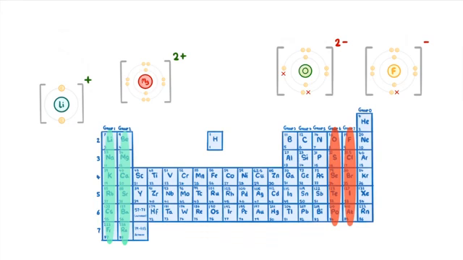However, the elements in groups 3, 4, and 5 would have to lose or gain 3 or 4 electrons, which would require loads of energy, and so this doesn't happen very often, and we generally don't see these elements as ions.